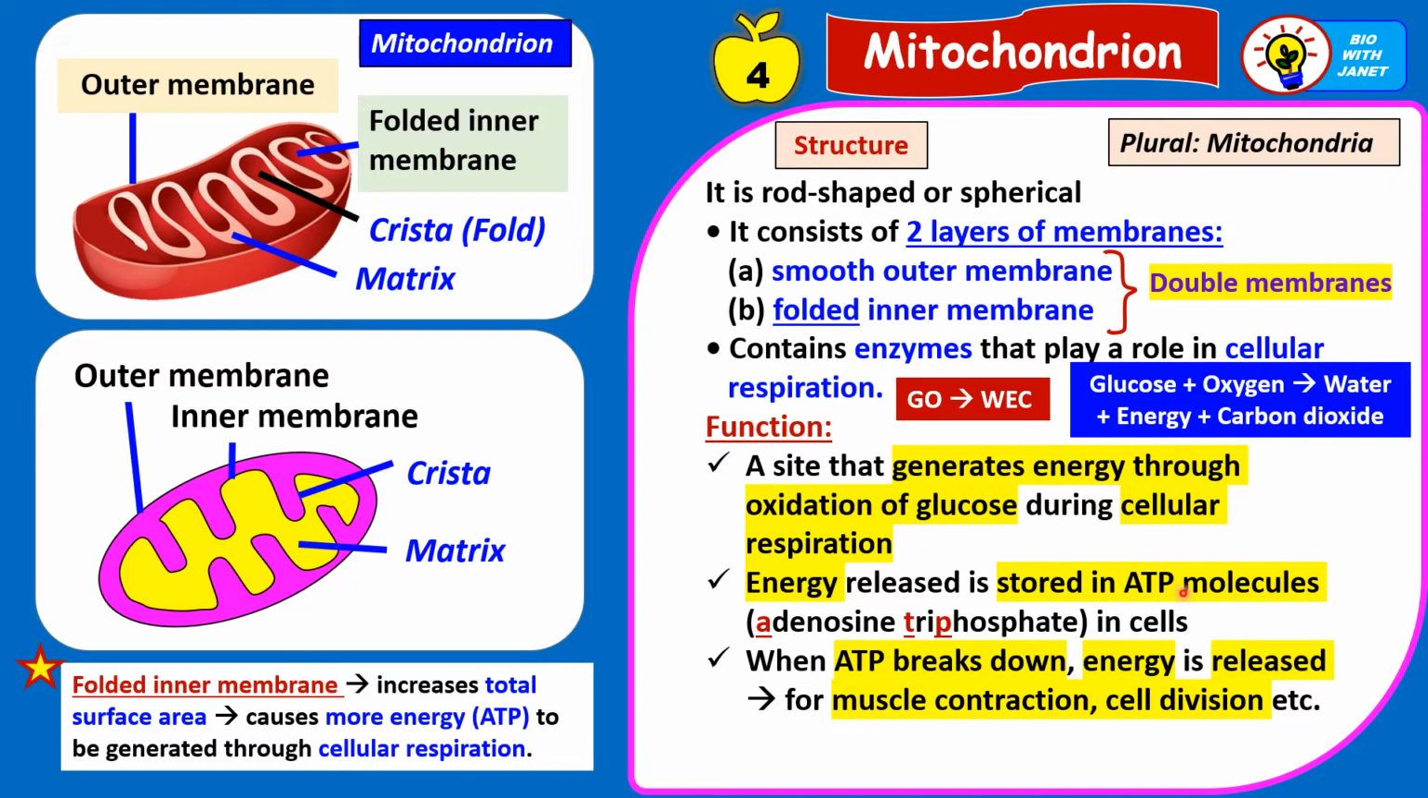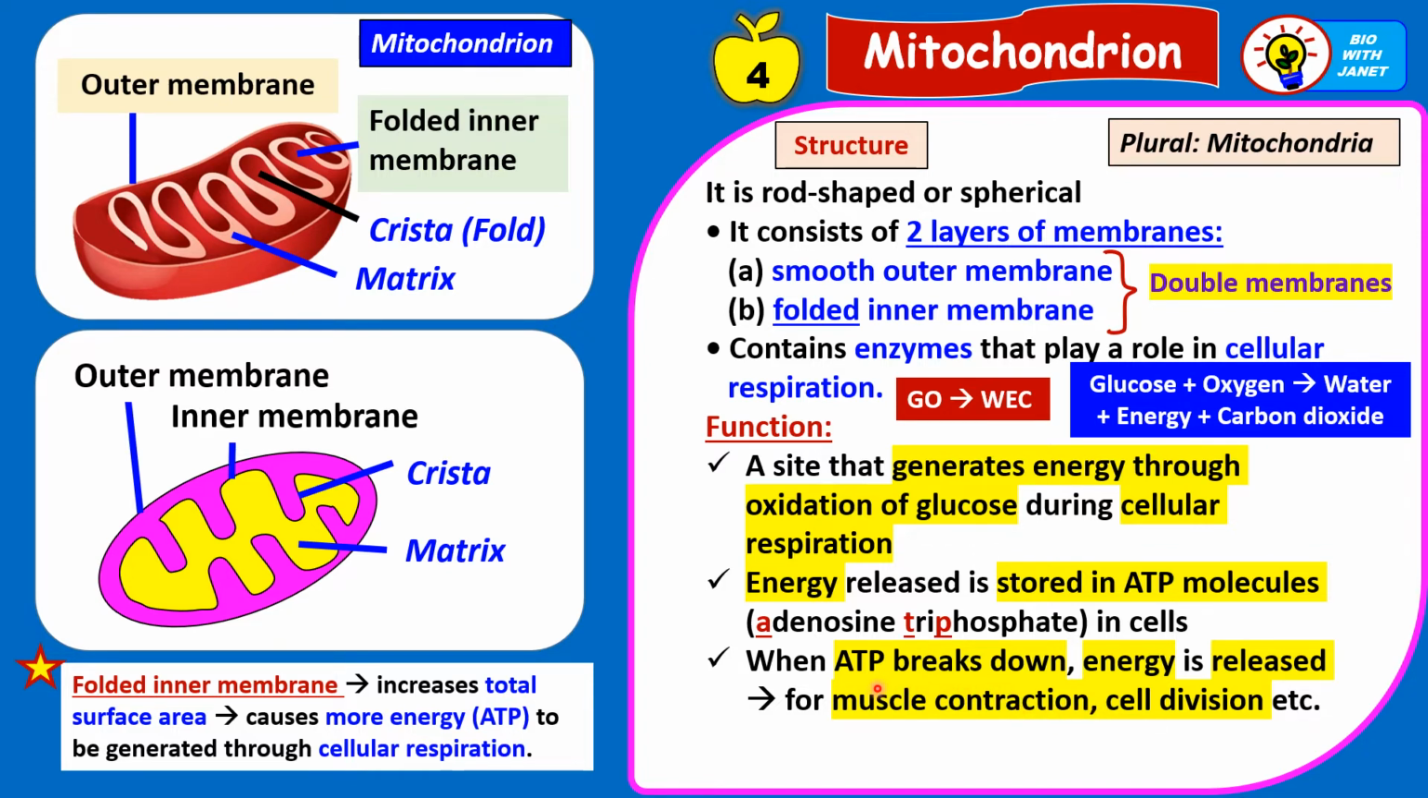It is stored in a molecule called ATP, or adenosine triphosphate, in cells. So ATP can be called an immediate energy store. So when we need energy, let's say for muscle contraction, in order to move our hands and legs, we need to contract our muscles. And to contract muscles, we need energy.